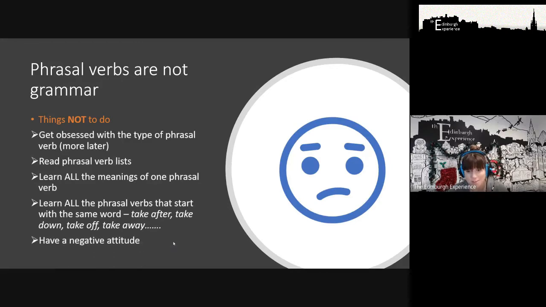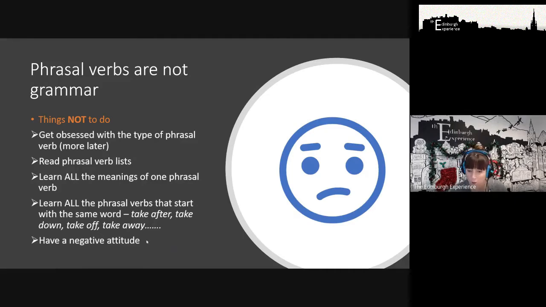Also, and this might seem the hardest one, try to not have a negative attitude towards phrasal verbs, right? So I know a lot of people are like, oh God, phrasal verbs, I hate them. They're quite a fundamental part of the English language. And if you want to learn English, we'll talk about this again in more detail, but if you're wanting to use English with native speakers, it's something that you're just going to have to learn how to do. So try and have a positive attitude instead of a negative one, right?